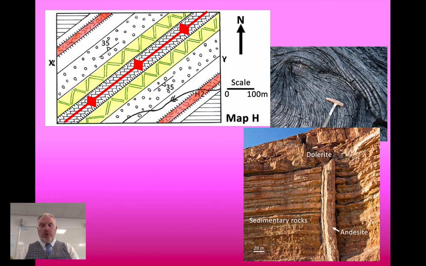Now photograph H1 shows a feature in the basalt. That feature is pahoehoe. This is where we get a thin crust on top of the basaltic lava, sort of folding over, wrapping itself around on itself as the flow occurs. It tells us we have a lava flow.